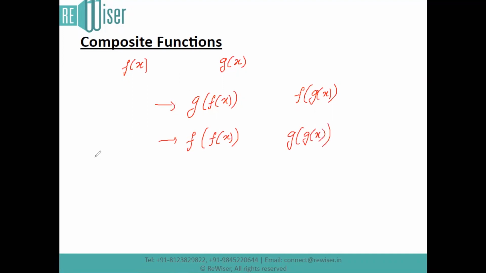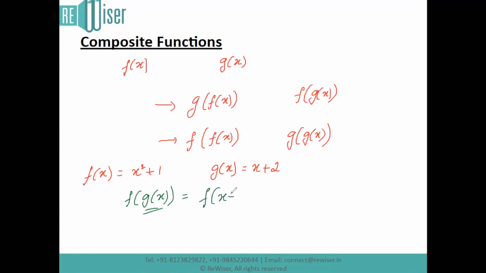So if I take an example, let's say f of x is x square plus 1 and g of x is x plus 2. In this example, if I want to find out what is f of g of x, f of g of x means substituting the function g of x in f of x. So this would be nothing but f of x plus 2, replacing g of x with x plus 2.